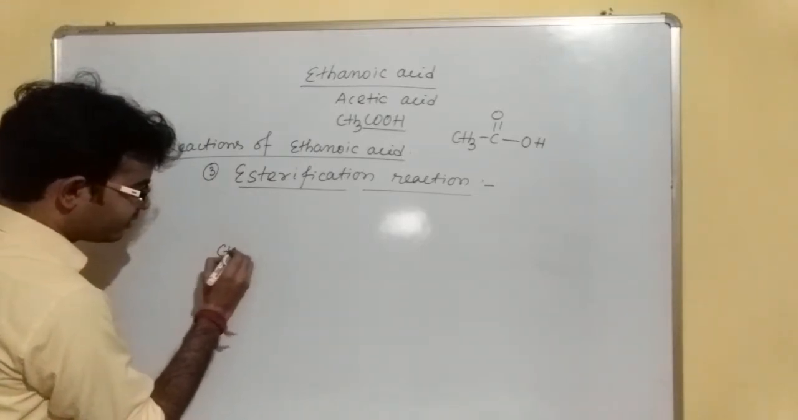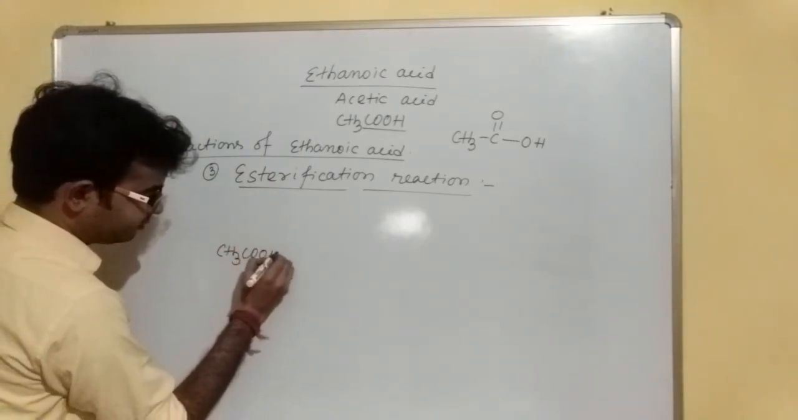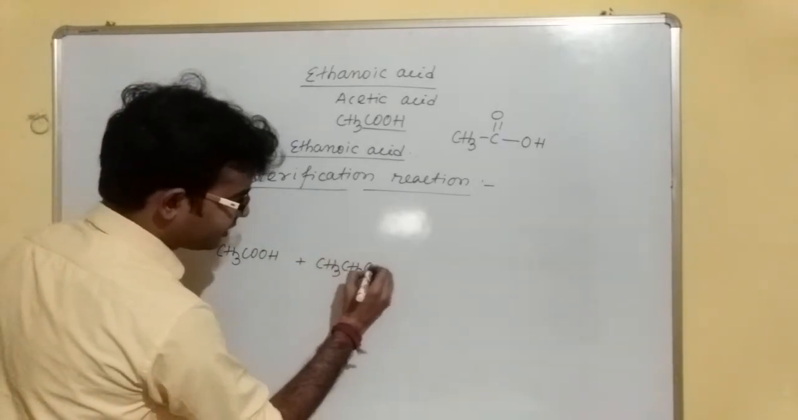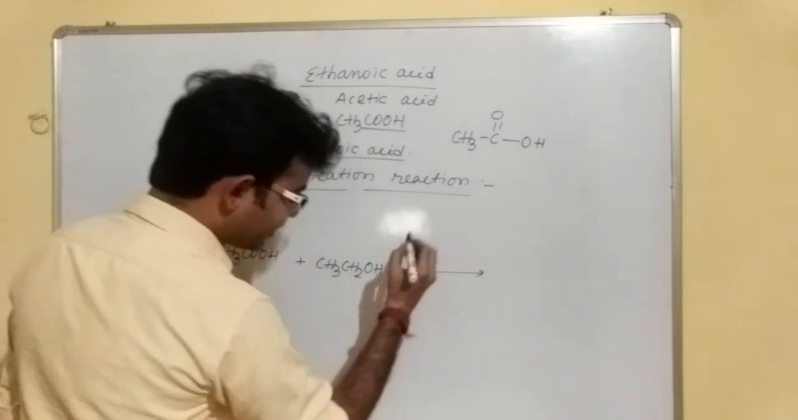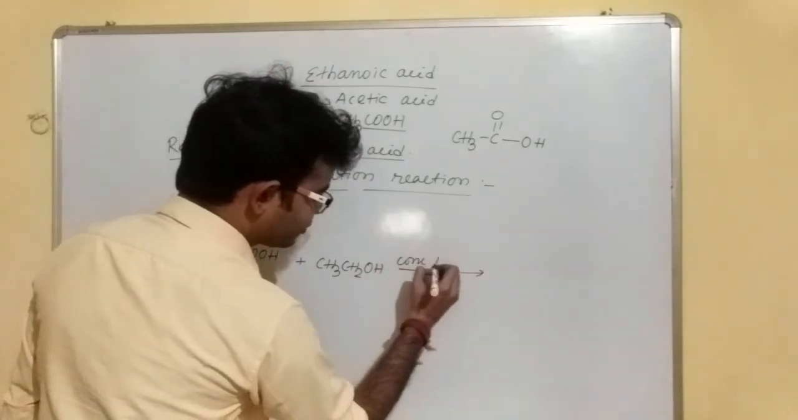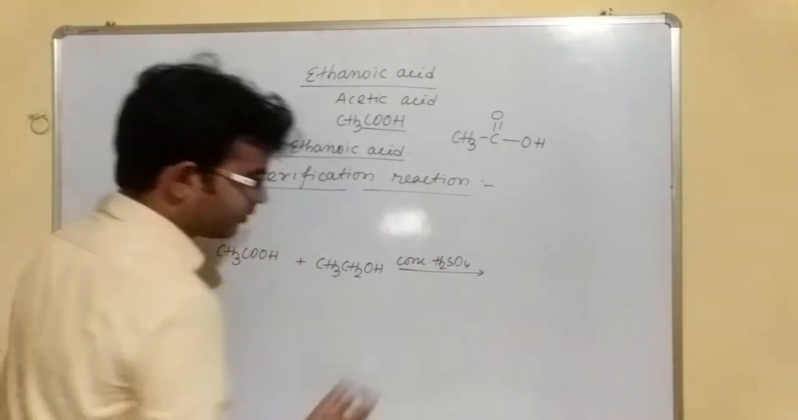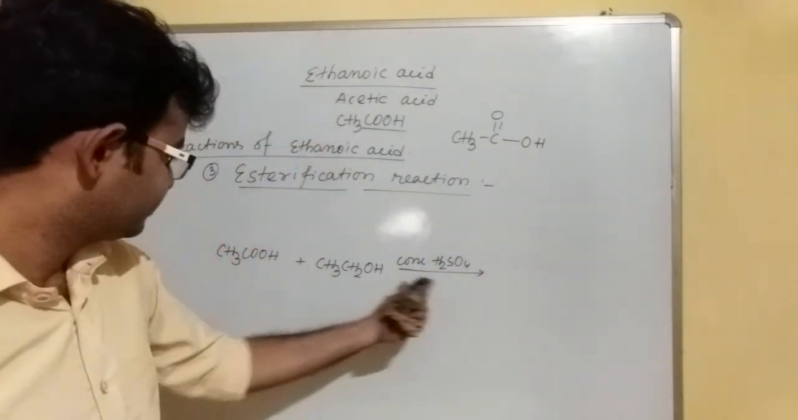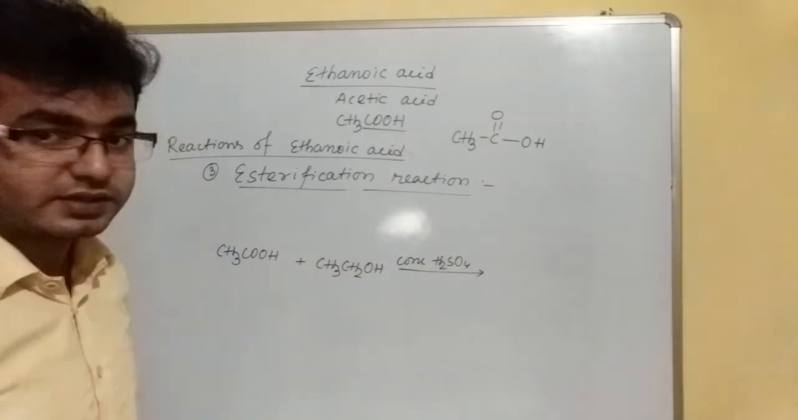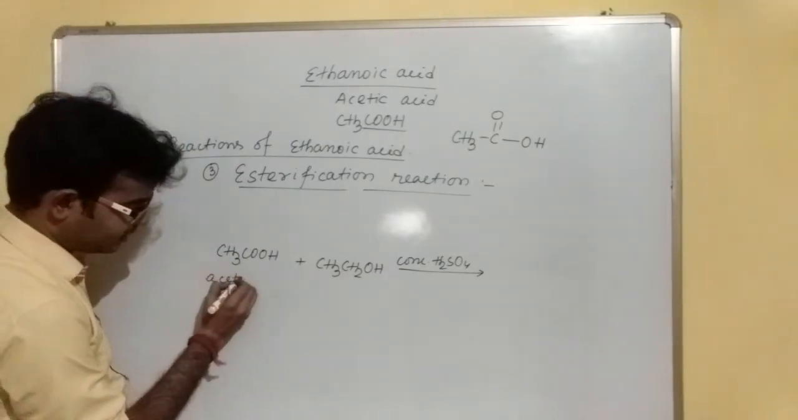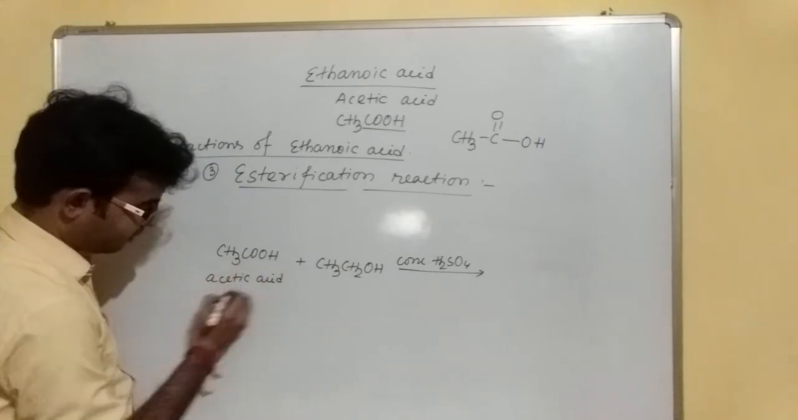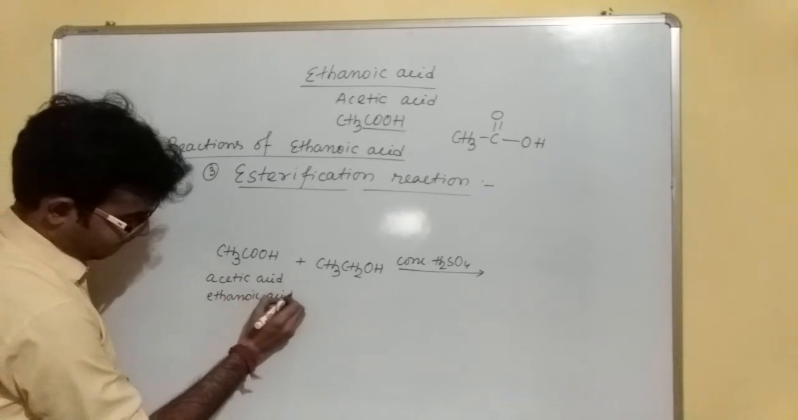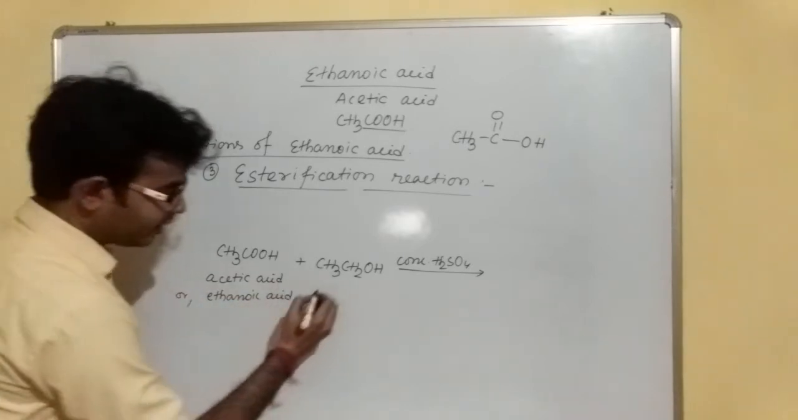Here it is. First we have to take the carboxylic acid. Then we have to take alcohol. Suppose we are taking ethanol, CH3CH2OH. For this reaction we require concentrated H2SO4. Then we have to warm it. So we have to warm this CH3COOH, that is acetic acid, एसिटिक एसिड या फिर हम बोल सकते हो इथेनोइक एसिड, and here it is ethanol.